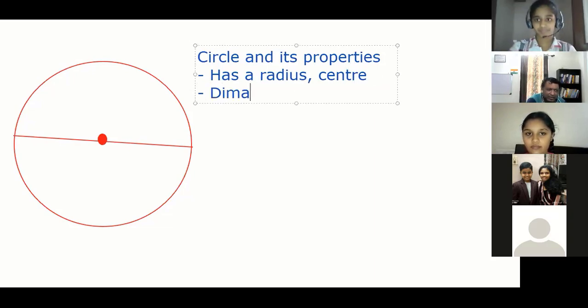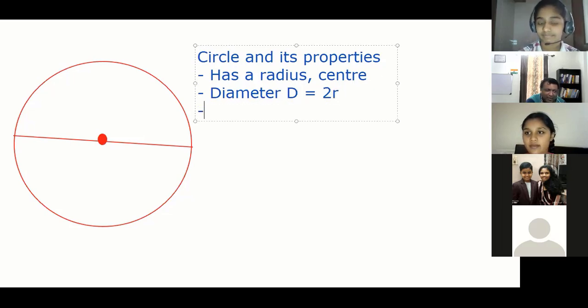Gauri, your turn next. Everybody fast. Diameter: D equals 2R. Gauri, your turn. Tell me another thing about a circle. What is the area of a circle? Jagat, what is the area of a circle?